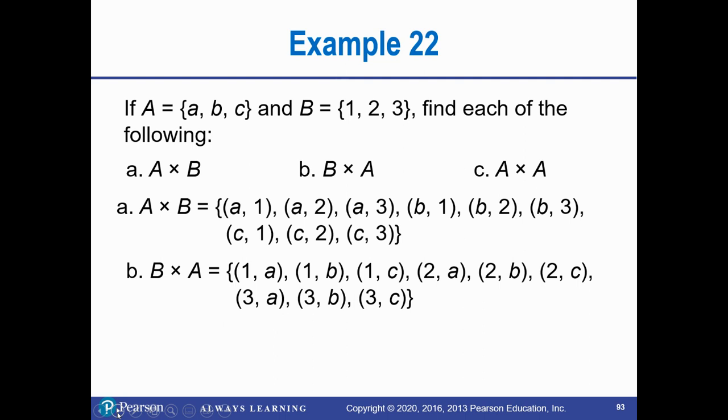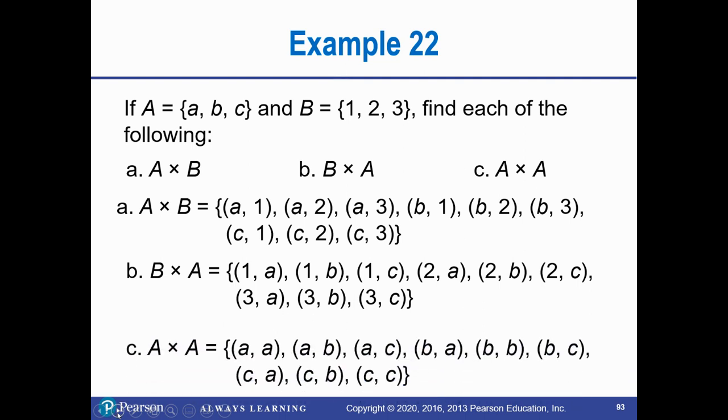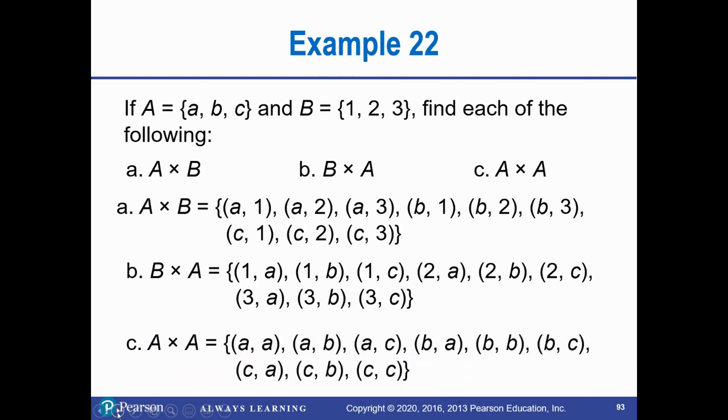Did you know that you could have a cross product with a set and itself, like A cross A? So here we're simply creating ordered pairs with elements of A with elements of A. And so here we have, once again, the 9 ordered pairs in that particular Cartesian product.